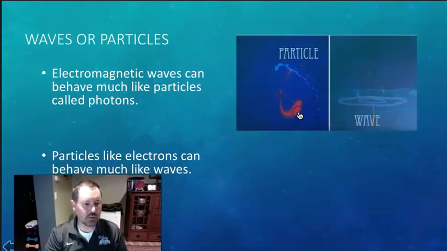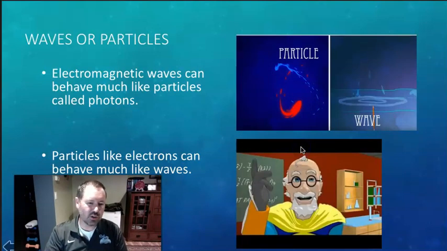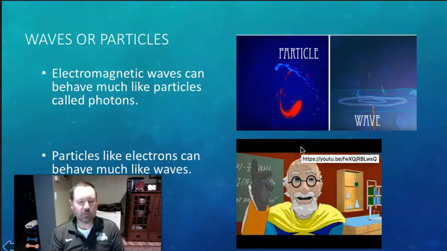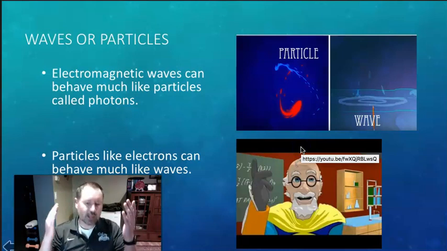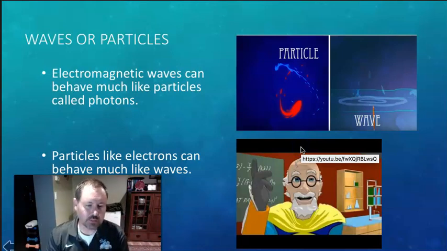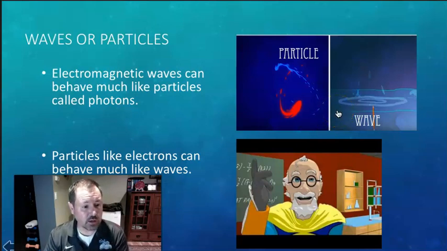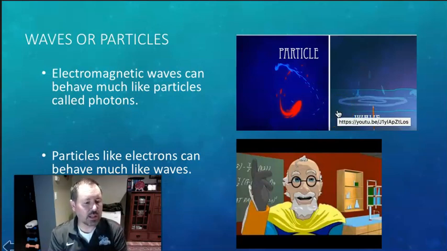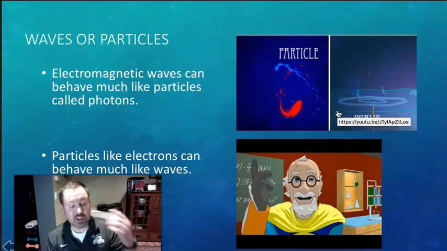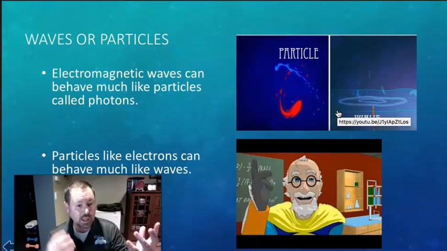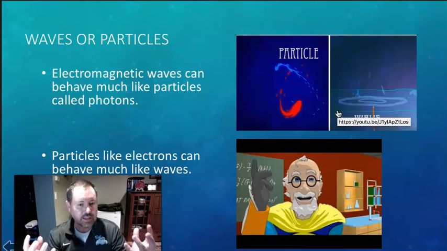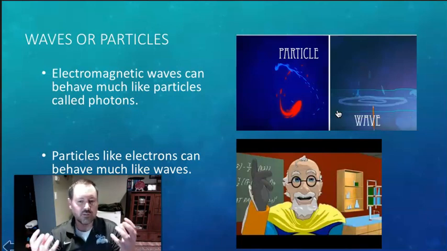Now on to kind of a newer, I shouldn't say a newer phenomenon, but something that's kind of interesting. I apologize, there's a lot of videos. This first video is making the argument that electromagnetic waves or light waves can behave like particles of matter or they can behave like waves. That's called the dual nature of light. It can be both a particle and a wave.